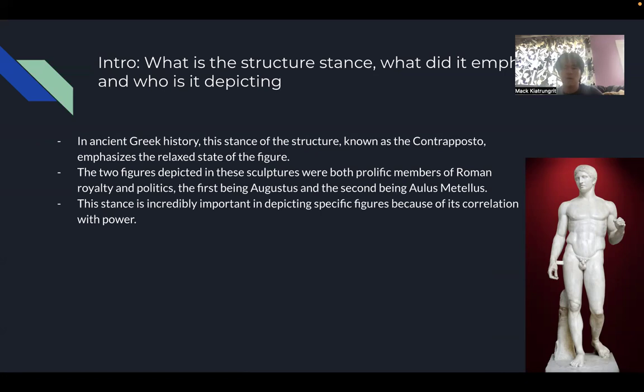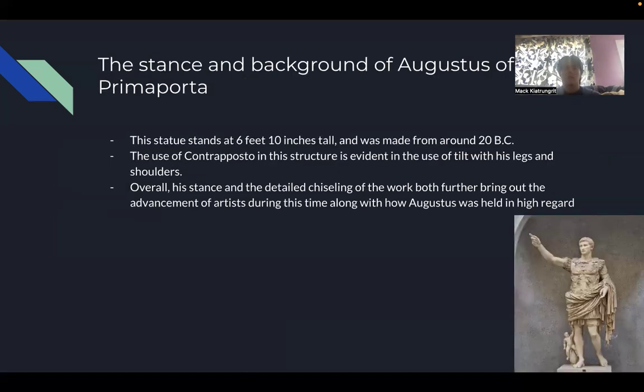And the second, Aulus Metellus, was an Etruscan senator, and he was very respected within Roman politics and leadership. He made his way up as a magistrate and then as a famed orator. This stance is really important in depicting specific figures because of its correlation with power and being a voice of reason. So let's talk a little bit about the stance and then the background of Augustus of Prima Porta.